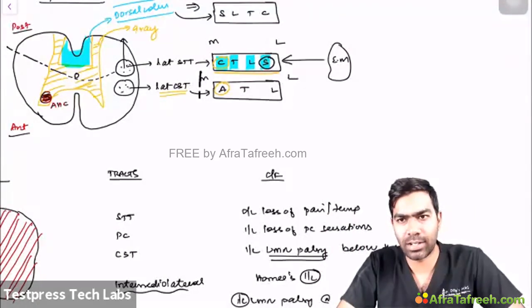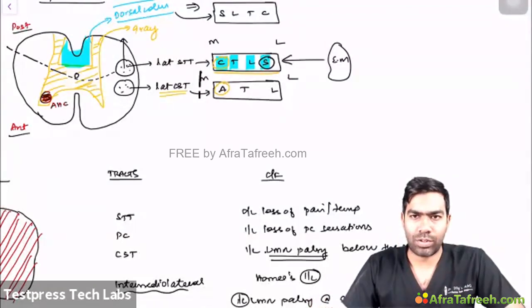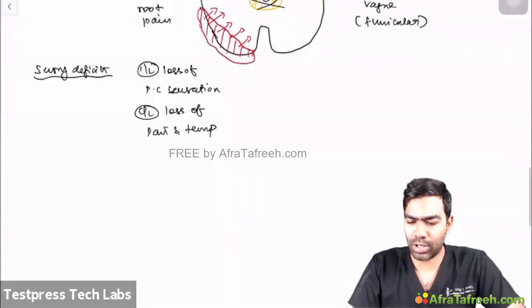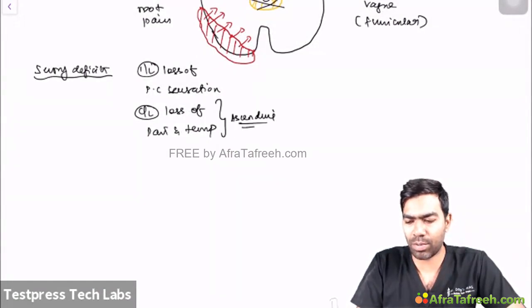Ascending or descending? From the side, if you compress. Yes, of course, you're right. Because you're compressing from the side, you're going to have some kind of an ascending kind of a sensory loss. That's a very important point here.